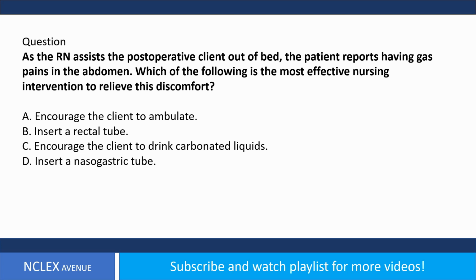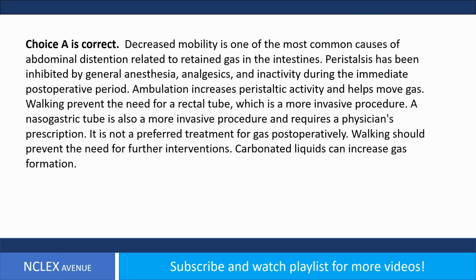Answer. Choice A is correct. Explanation. Decreased mobility is one of the most common causes of abdominal distension related to retained gas in the intestines. Peristalsis has been inhibited by general anesthesia, analgesics, and inactivity during the immediate postoperative period. Ambulation increases peristaltic activity and helps move gas. Walking prevents the need for a rectal tube, which is a more invasive procedure.